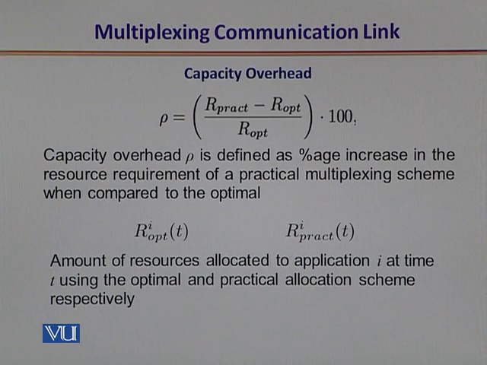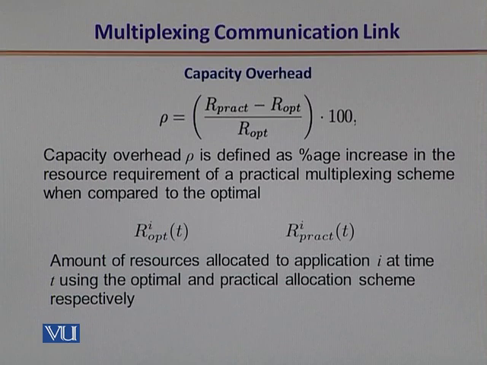So when we talk about the notion of allocation and deallocation in a dynamic way, we are actually introducing the overhead. This multiplexing overhead adds additional capacity requirements, and this is termed as the capacity overhead rho. It is actually defined as a ratio of the difference of the practical resource allocation to the optimal resource allocation and the optimal resource allocation, represented in percentage.